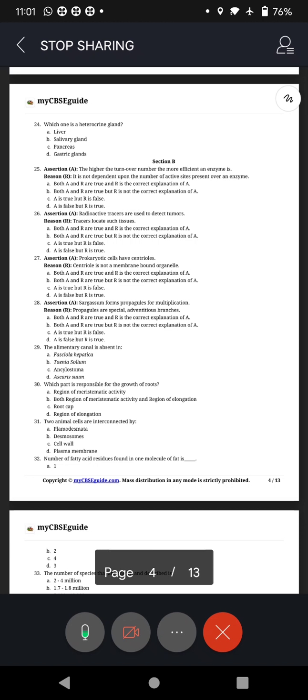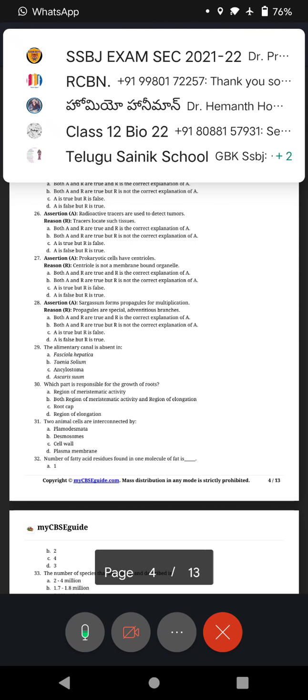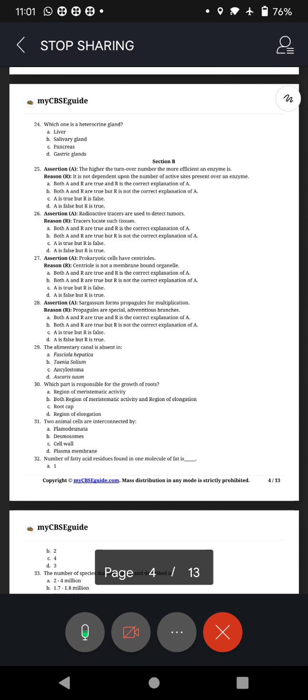Are you ready? Yes. Question number 25. Answer is C. A is true but R is false. The number of substrate molecules changed per minute by a molecule of enzyme is called turnover number. The higher the turnover number, the more efficient an enzyme is. It depends upon the number of active sites present over an enzyme.